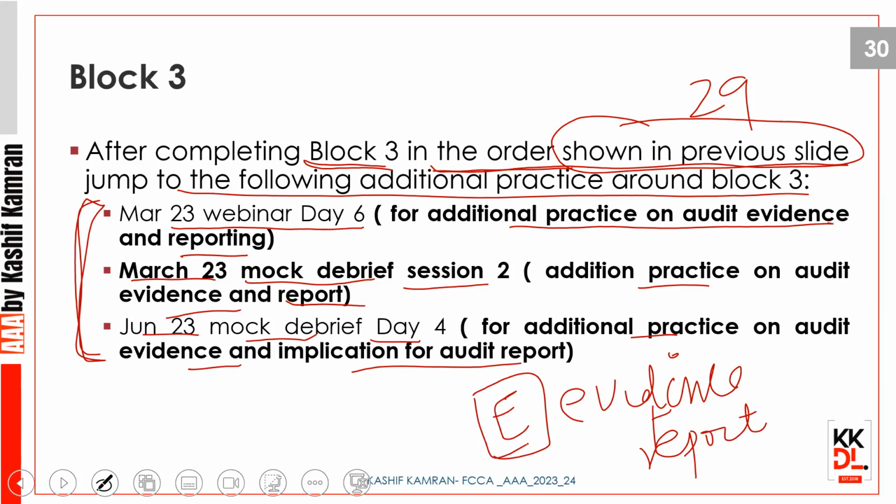And you know, syllabus area E is very important. So after you complete block 3, as shown on slide 29, you will do these three additional webinars and mocks so that you get a good amount of practice on evidence and reporting. Is that clear to all of you? Great.